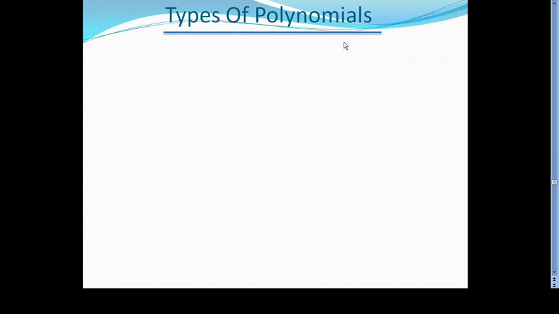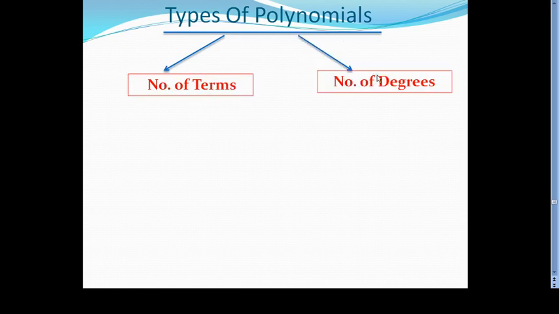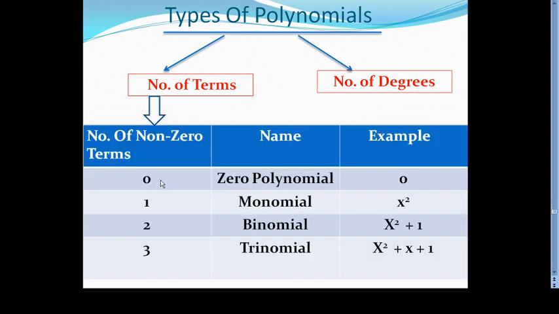Now types of polynomial. Basically polynomials are classified into two categories. First on the basis of number of terms, second on the basis of degree. So first we will discuss on the basis of number of terms. See, if the number of terms is 0, then the polynomial is called the zero polynomial and its example is 0 itself. Okay. Here the number of terms is 0, so it is called the zero polynomial.